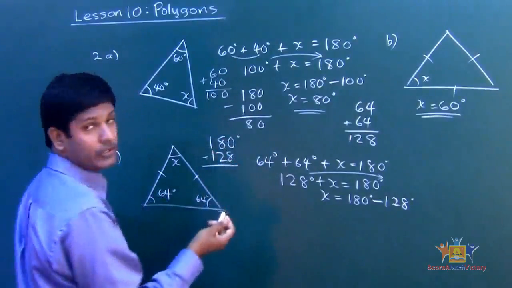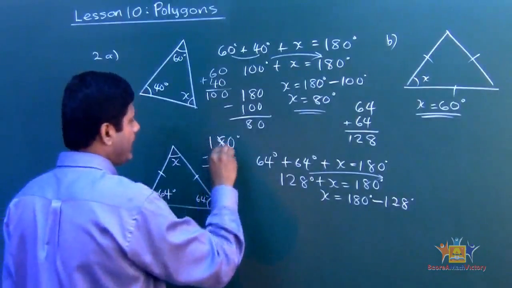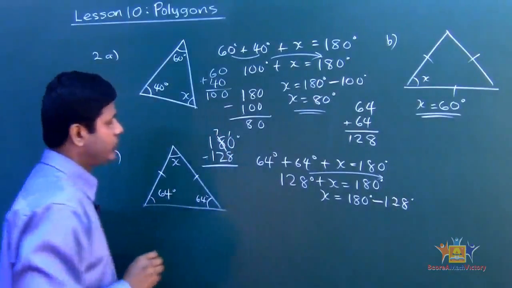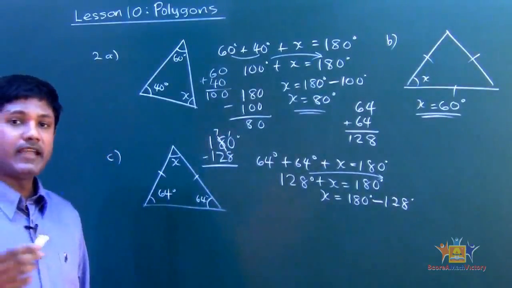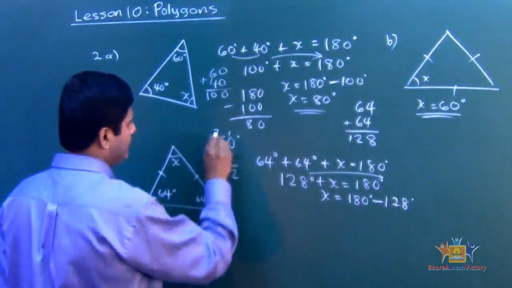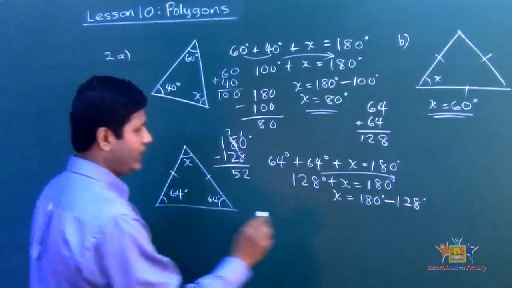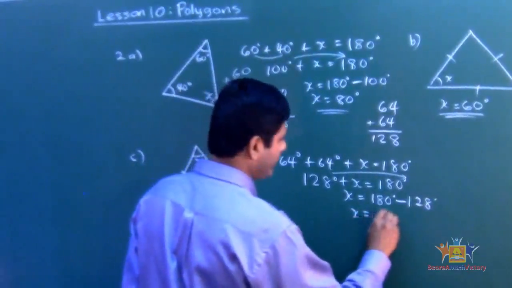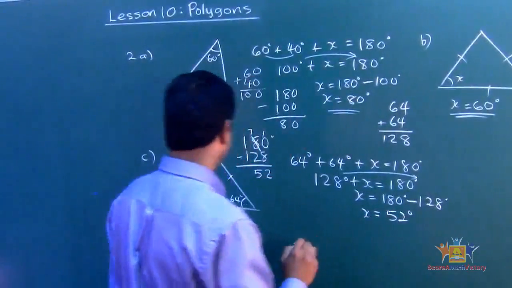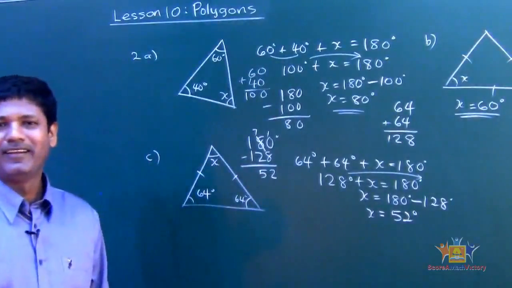0 minus 8, you cannot, so you have to borrow from 8. 8 becomes 7, 0 becomes 10, 10 minus 8 is 2. 7 minus 2 is 5, 1 minus 1 is 0. So that means x equals 52 degrees. Right there. Pretty easy, isn't it?